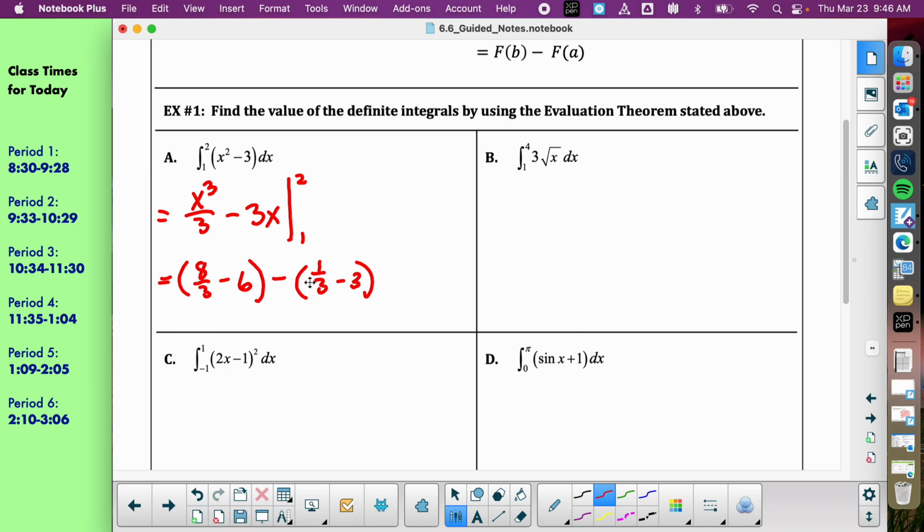Okay, so I've got 8 thirds minus 1/3, so we've got 7 thirds. That didn't help much at all. -6 plus 3 would be -3. So I've got 7 thirds minus 3, which is -2 thirds. Okay.